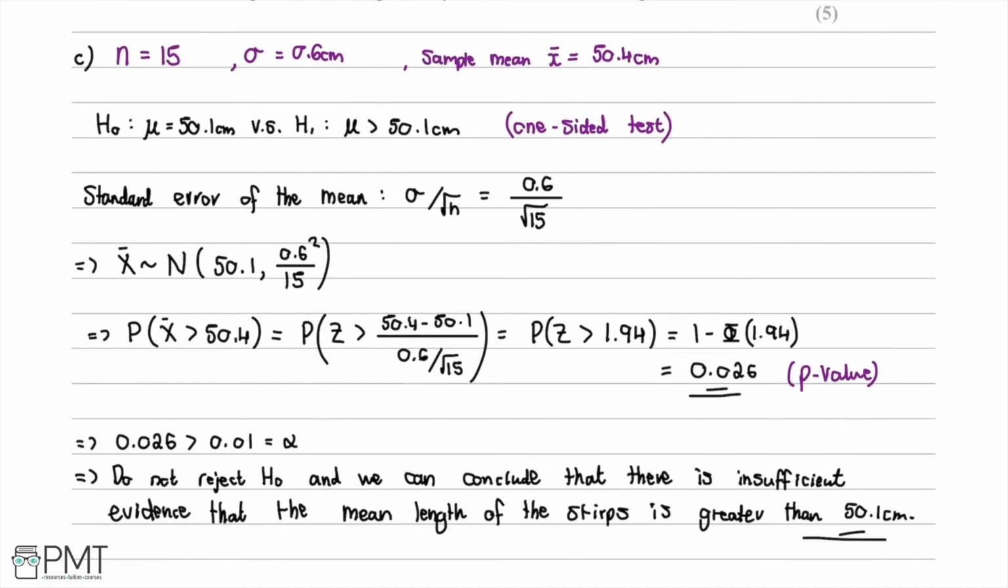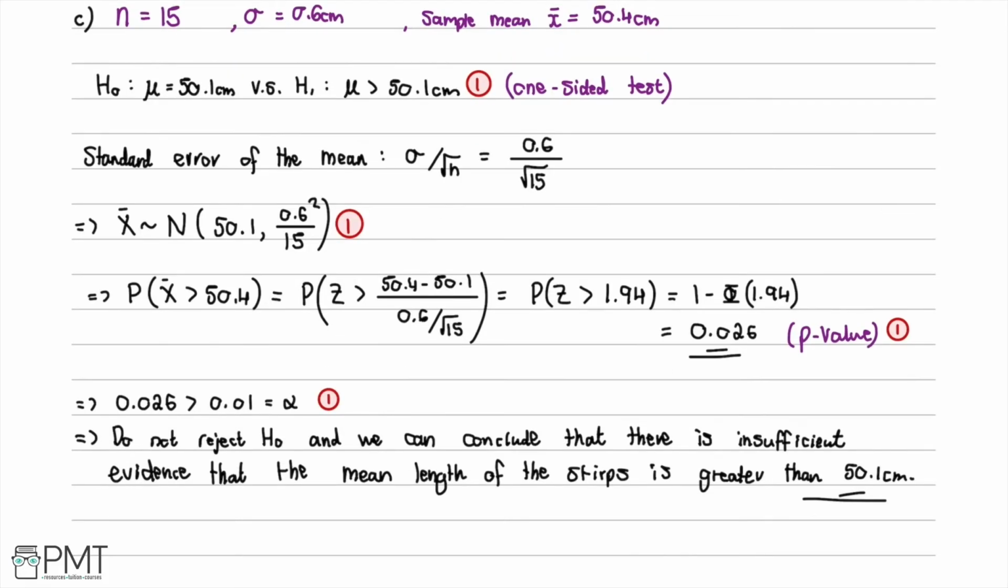We receive our first mark for stating our hypothesis here. We then receive our second mark for successfully writing out how our random variable x bar is distributed. We then receive our third mark for correctly working out the p-value, which in our case was 0.026. And we then receive our fourth mark for saying that our p-value is greater than alpha. Then we receive our fifth and final mark for giving a correct concluding statement.